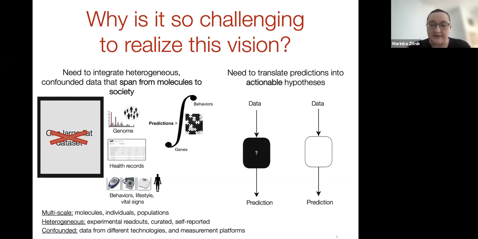That is challenging because data is multi-scale. It is describing behavior of molecules, individuals, entire populations. It is heterogeneous in the sense that it comes in the form of experimental readouts, curated annotations, or self-reported data. And it might be confounded because it can be generated by a variety of different technologies, measurement platforms, or collected at different institutions and different geographic regions.